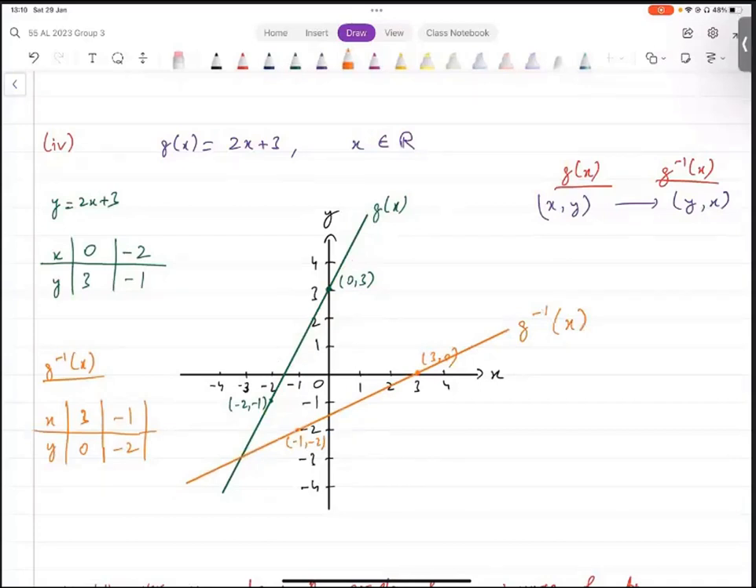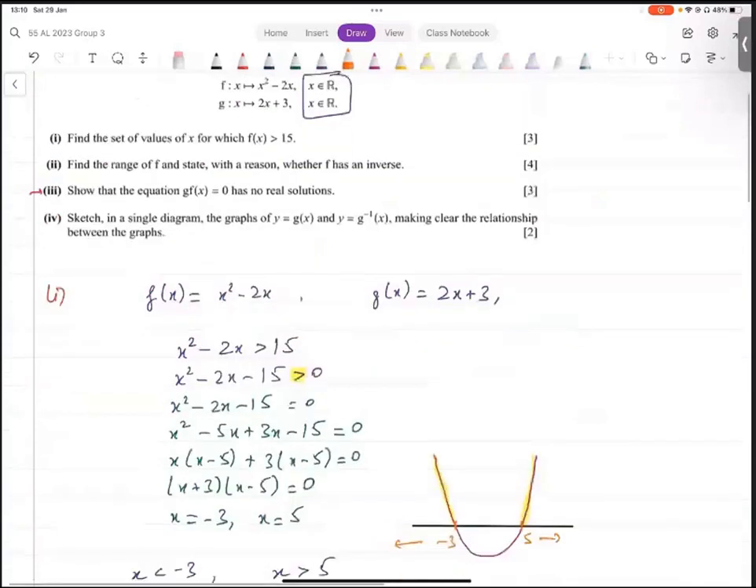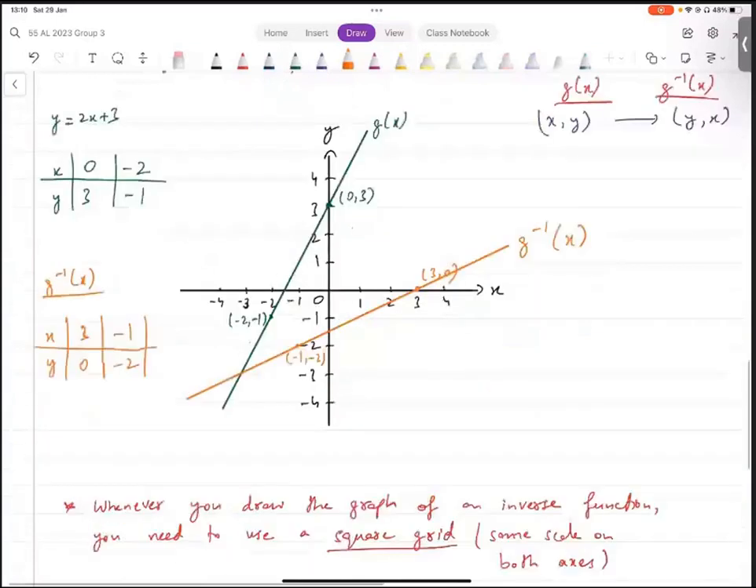But that's not enough. It says sketch in a single diagram the graphs of y equals g of x and y equals g inverse of x. We're done with that. Making clear the relationship between the graphs. These graphs are related to each other.